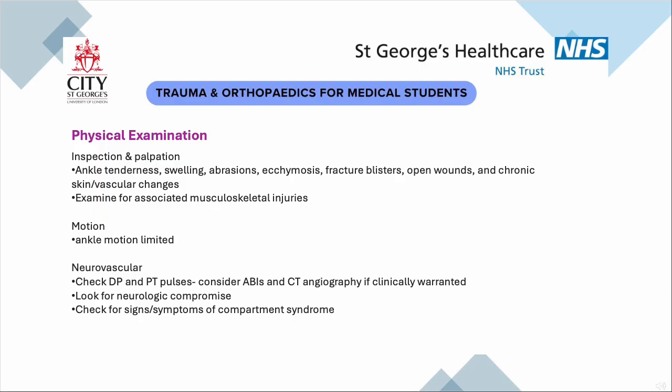The physical examination will be quite different to the other ankle fractures. There will be much more swelling, quite possibly fracture blisters, and their ankle motion will be almost nothing due to pain. It's important to look for other injuries with these because of the nature of the mechanism. So do check the pulses, consider looking at the knee and the hip as well. You might need to consider doing some vascular studies, and you need to think about compartment syndrome in the lower leg because of the much greater mechanism of injury in these fractures.